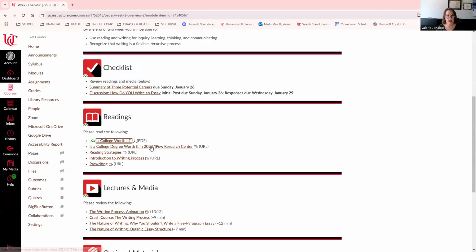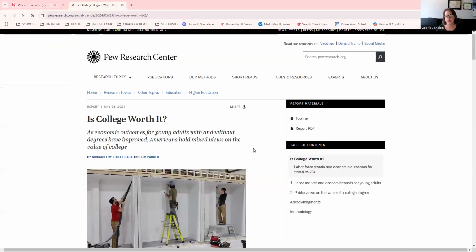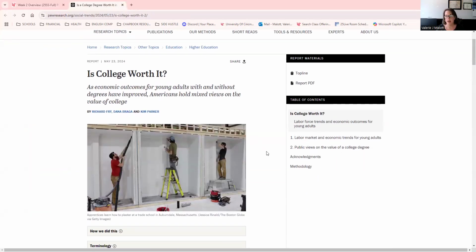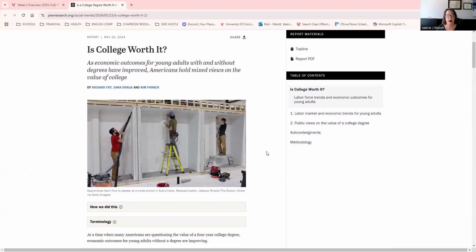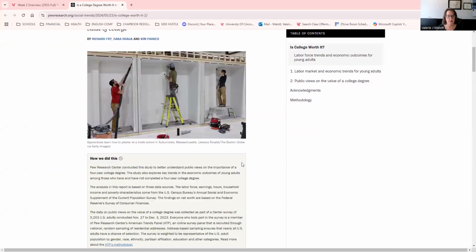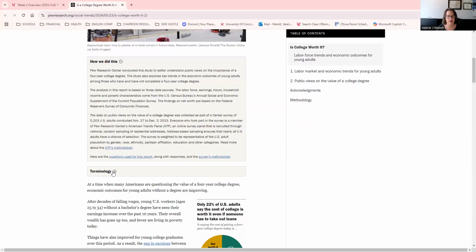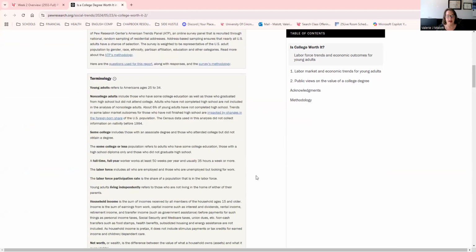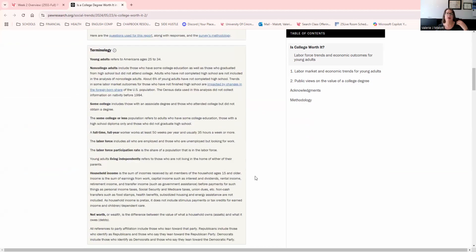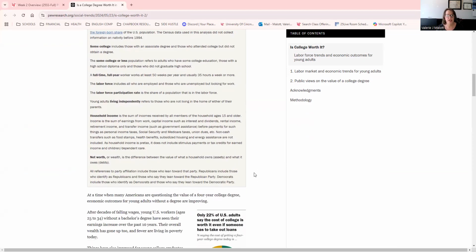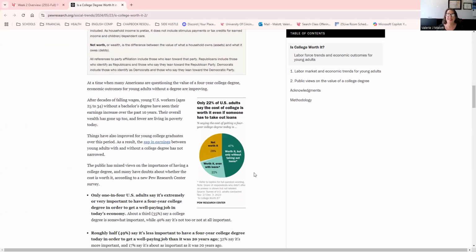The second one, we have information in 2024. Is a college degree worth it in 2024? And this is from the Pew Research Center. So Pew Research Center is pretty unbiased here. And they show you how they compile their information, where they get their data. They also include terminology for young adults, non-college adults, so on and so forth, so that you understand how they are using the data.